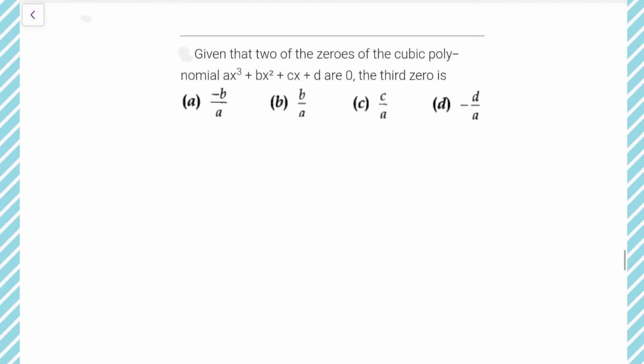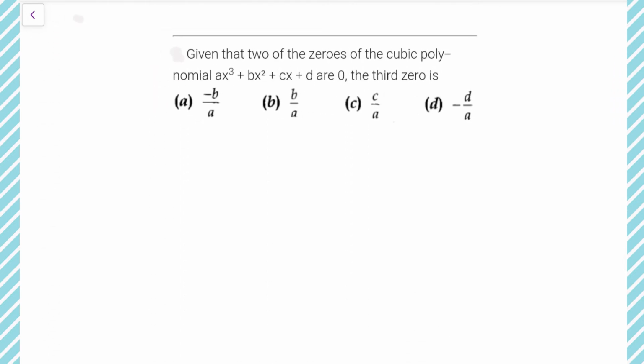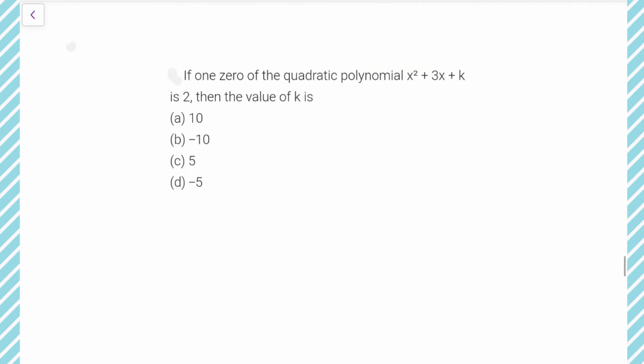Next, given that two of the zeros of the cubic polynomial are zeros, then what is the third zero? That is option C, by A. Just remembering the question this is. Next, if one of the zeros is 2, then what is the k value?